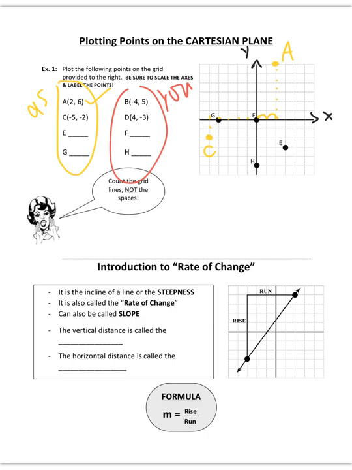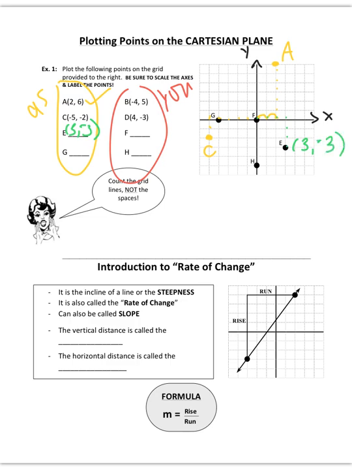Then we want to label what the coordinates for E and G are. So E, if I start from the center, I'm going to go to the right 1, 2, 3 first. So 3 to the right. And then I'm going down 1, 2, 3. So 3 down, so -3. So x first, then y. So E is at (3, -3).